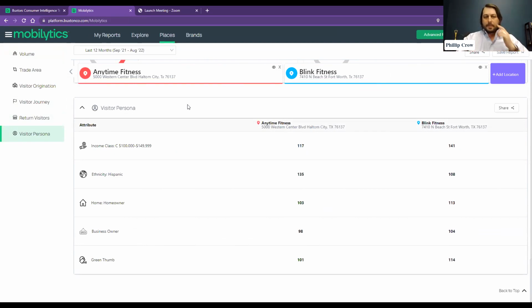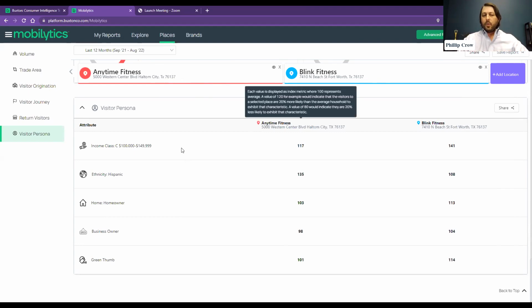So one concept that we find useful in Mobilytics is this idea of having sort of a primary selection. In this case, I selected Anytime Fitness first, and then every other selection, like my Blink Fitness location, or if I was to add additional data for comparison, those are sort of your secondary data sets. So the Anytime, that primary selection is important because it drives what shows up here in this section of visitor persona. It's the primary place that we chose to analyze.